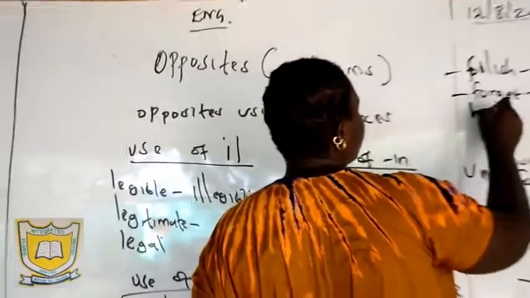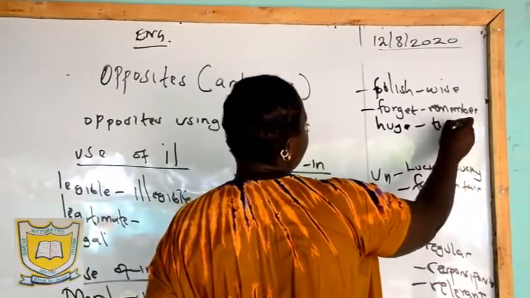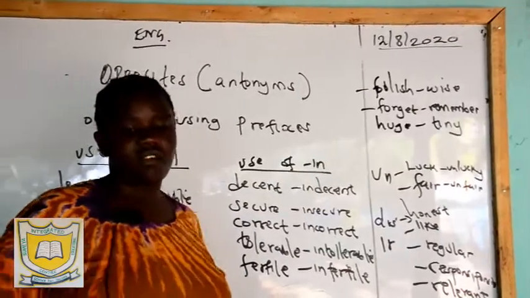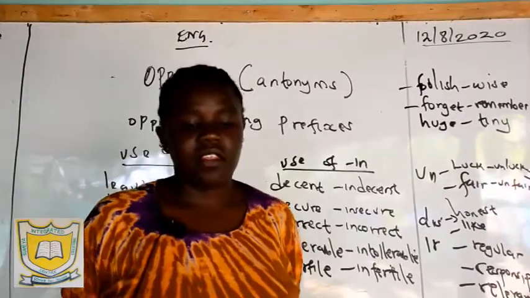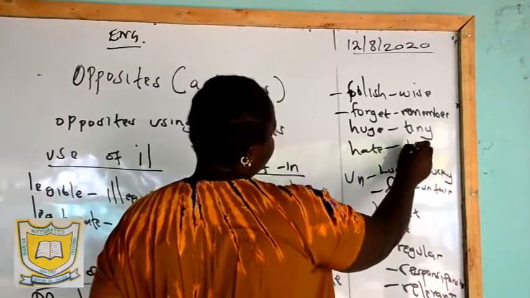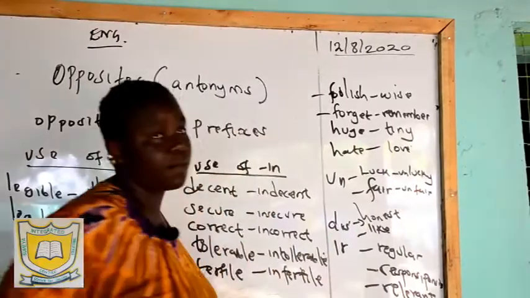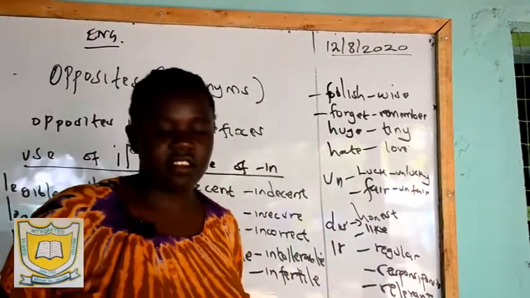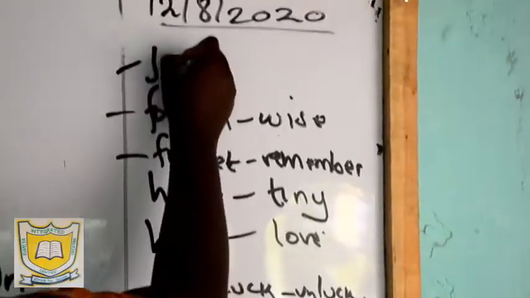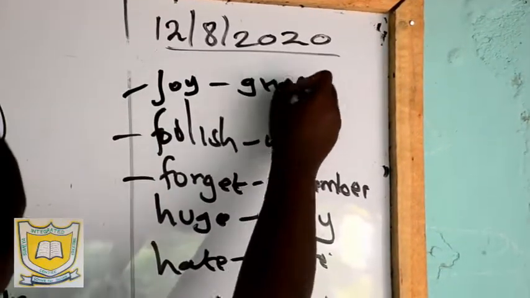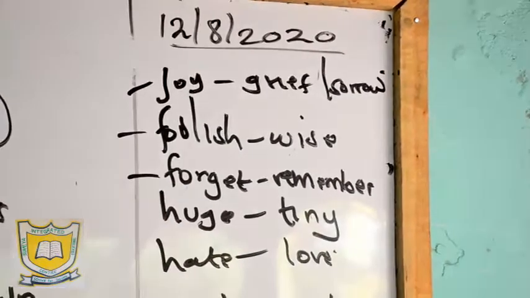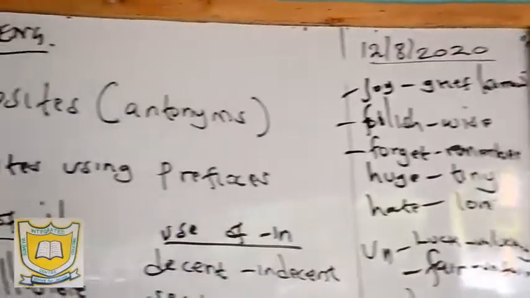It is a huge building. If it is not huge, then we say it is tiny. You hate. If you don't hate, then you laugh. Just remember to spread love. If it is not joy, it is grief, or instead of grief, we can say sorrow.